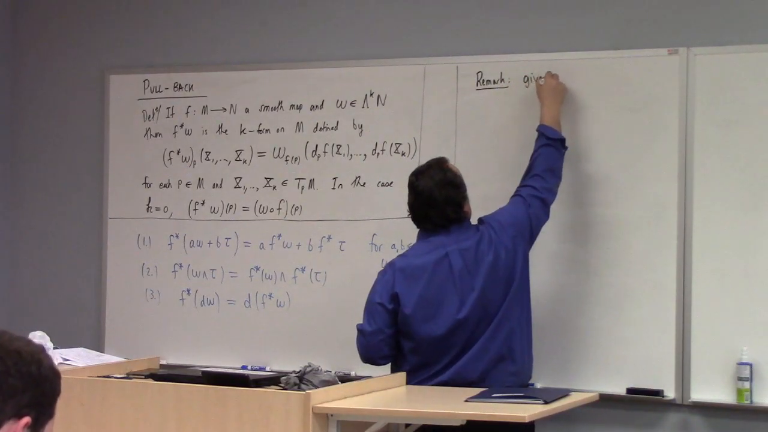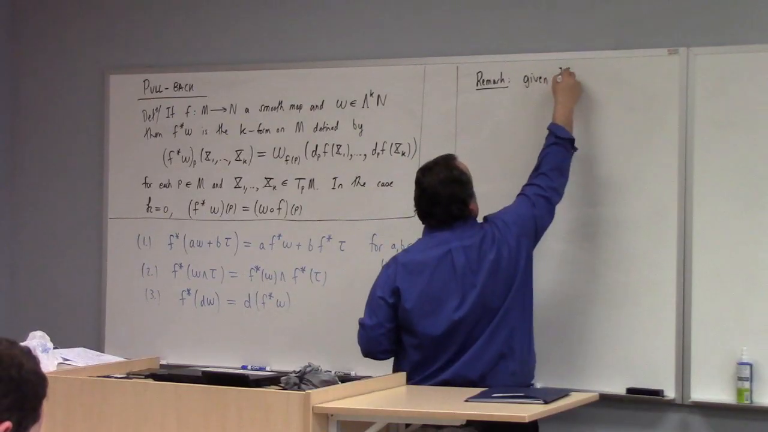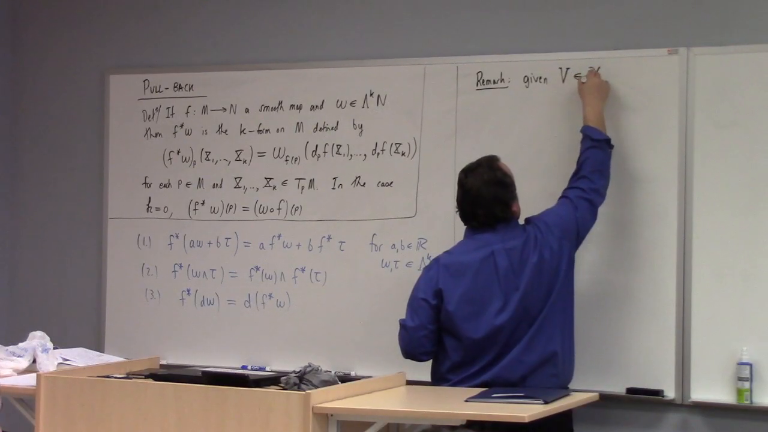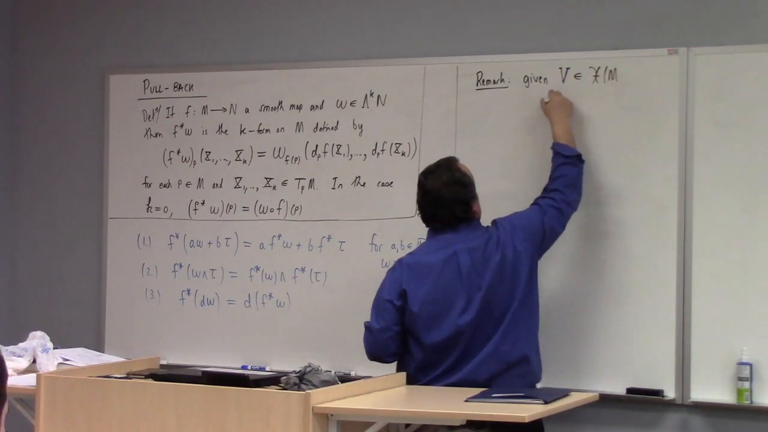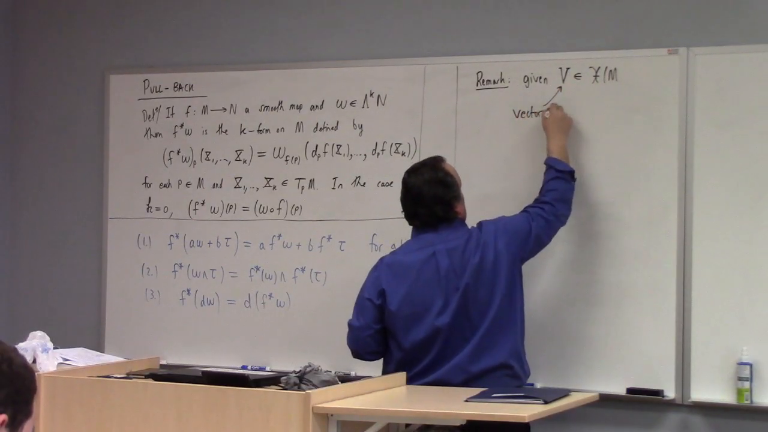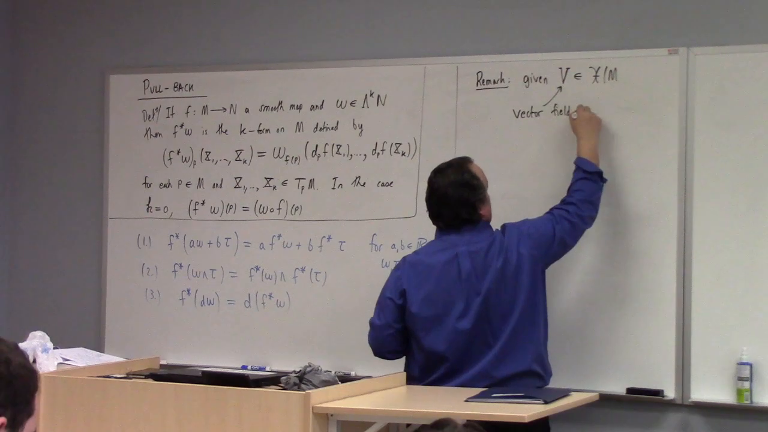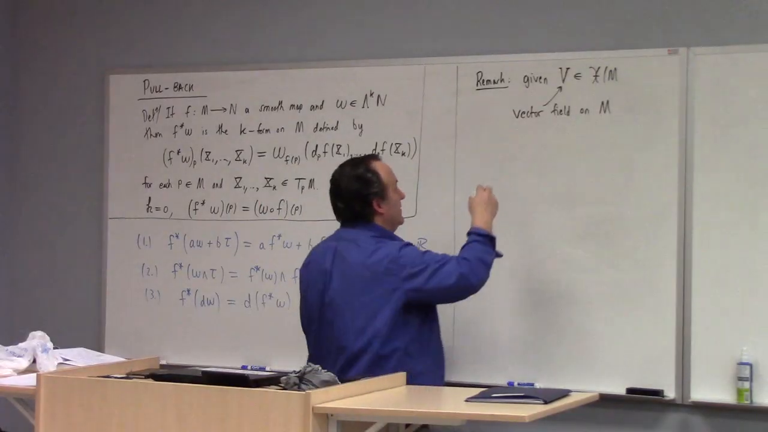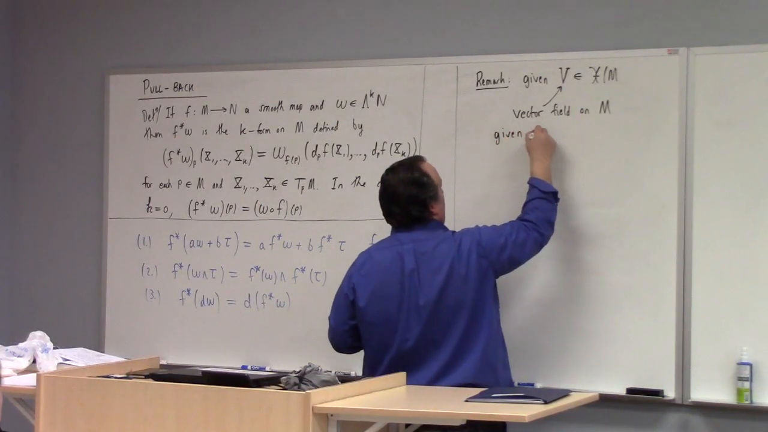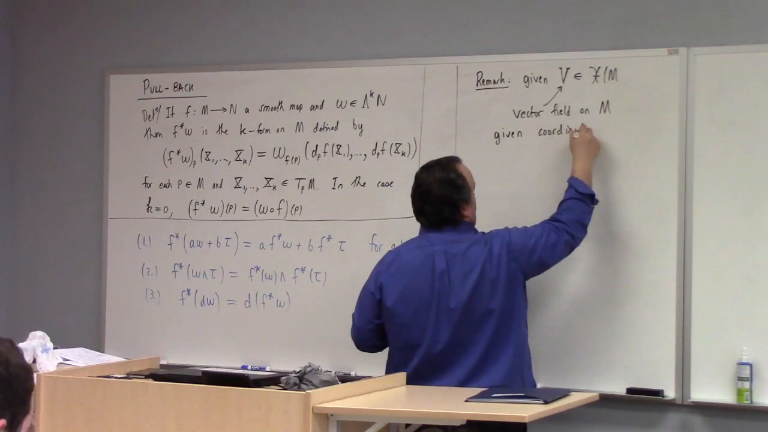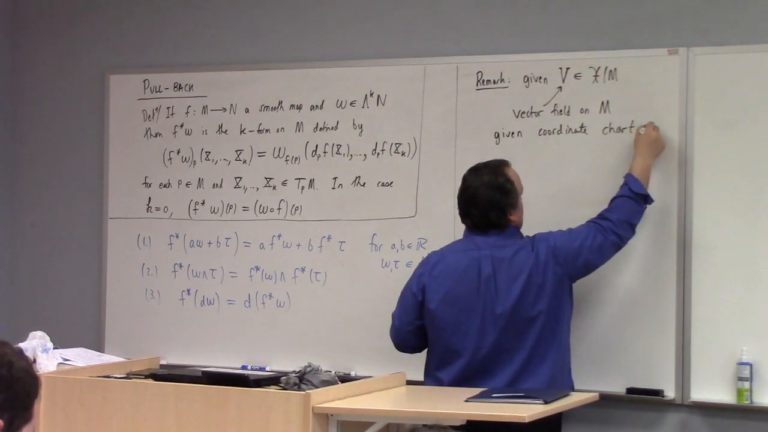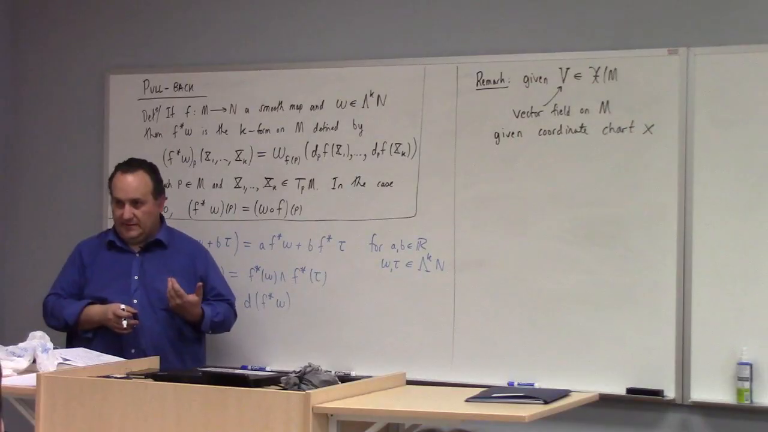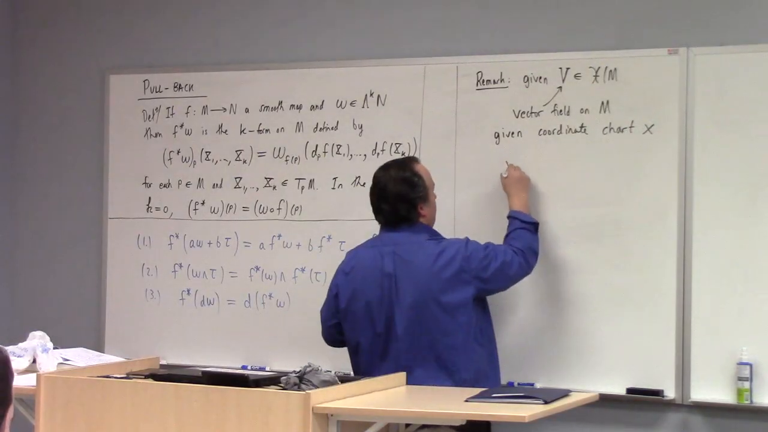Given a vector field, here's the notation for a vector field, this symbol on M. So this would be a vector field on M. And you're given a coordinate chart, X. Then we can expand V in the coordinate chart. We can expand the vector field like this.